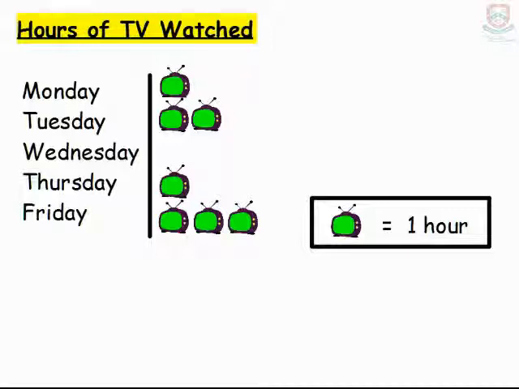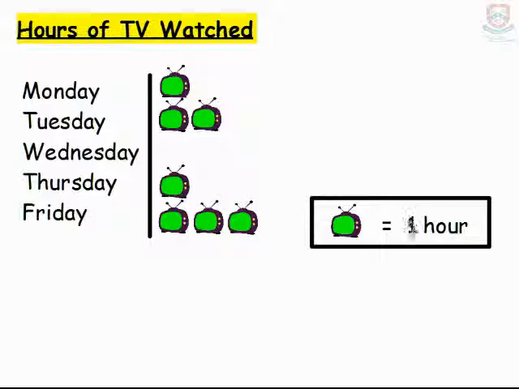So if we look at this one, for example, this pictograph shows us the hours of TV that have been watched on different days. The key tells us what every picture means. So in this example, each television screen equals 1 hour of television. So on Monday, 1 hour was watched. On Tuesday, 2 hours was watched. Wednesday, nothing. Thursday, 1. And Friday, 3 hours.